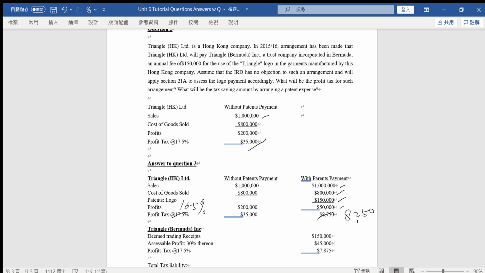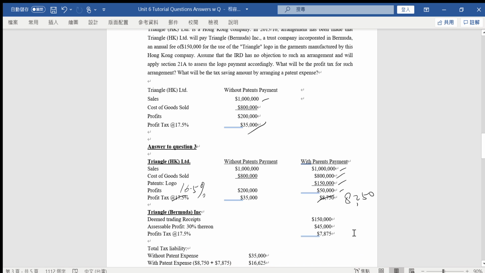That is the part about the Hong Kong Limited. But the other one, Triangle Bermuda, will be subject to section 15, right? The same thing: this company will receive 150,000, and 30% of that will be treated as deemed trading receipt and subject to Hong Kong profit tax also, at 16.5%. Because of that, that will be 7,425. That's the big amount.